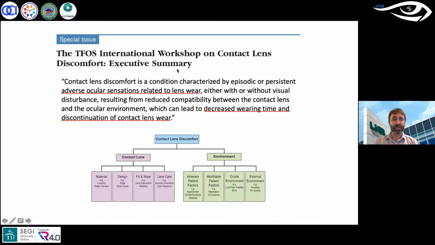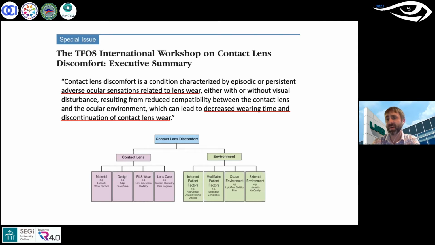And really, I think it's because of discomfort, and there's a lot of stuff going on with discomfort. I'll talk about some of it, but you could do several lectures just on this topic. Just so everyone's on board, since I do know we have some young optometrists or aspiring optometrists in the group, I want to give you the current definition of contact lens discomfort. So about 7-8 years ago, the Tear Film and Ocular Surface Society came out with a position paper, and they defined contact lens discomfort as an episodic or persistent adverse ocular sensation related to contact lens wear.